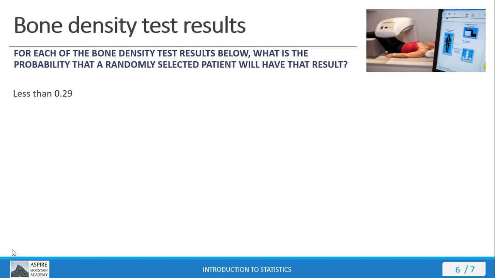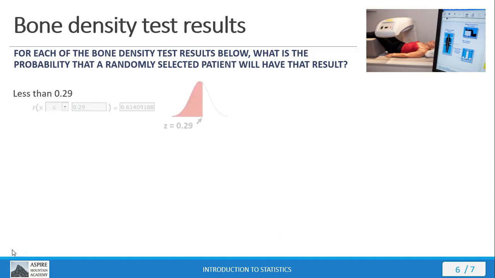Let's do bone density test results. Let's work some more problems with this. If we want to find the probability that a randomly selected patient will have a result less than 0.29, we can do that in StatCrunch. So go into StatCrunch, see if you can calculate that, and then come back and we'll see how well you did.